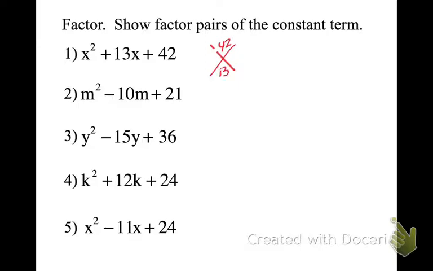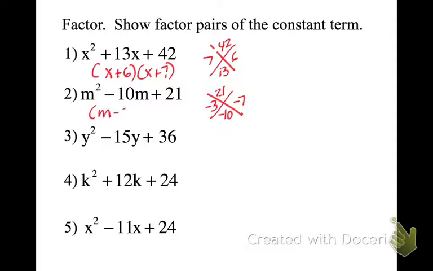Okay, let's check. We have a 6 and a 7, so this is going to be x plus 6 times x plus 7. Okay, next one multiplies to 21 and adds to negative 10. How about negative 7, negative 3? So this is m minus 7 times m minus 3. The order doesn't matter. I could have done m minus 3 times m minus 7.